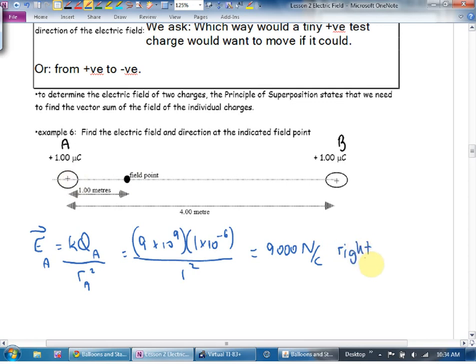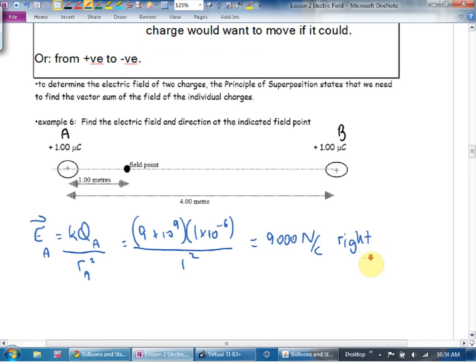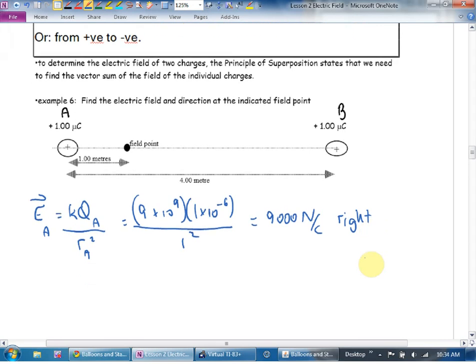I'm going to repeat this procedure for electric field B. And then if they're both to the right, I'll add them up. If one's to the left and one's to the right, I'll go bigger minus smaller. Vector math. So on your own, try finding the electric field for B. I'm going to freeze the screen. By the way, what's the radius between the field point and B? Not 4, 3. See it?